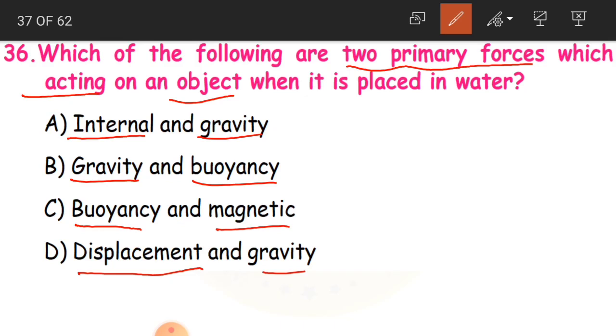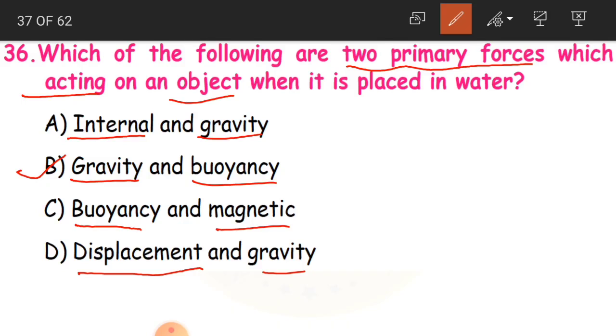When you place any object in the water, some are going to sink in the water and some are going to float on the water. So this is because of gravity and buoyancy. What is gravity? Gravity is the force which is going to attract the object towards the center. Buoyancy is what makes it float in the upward direction. Okay, children, so that is why B is the correct answer.